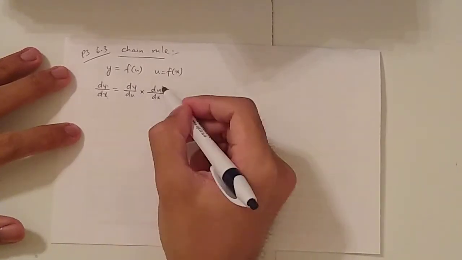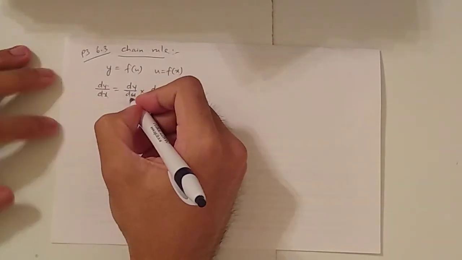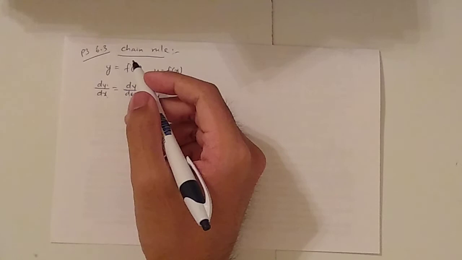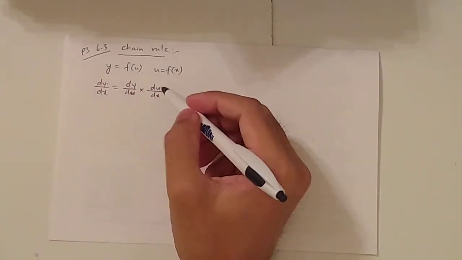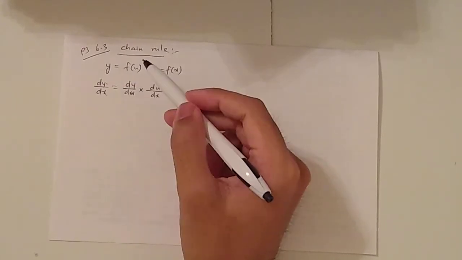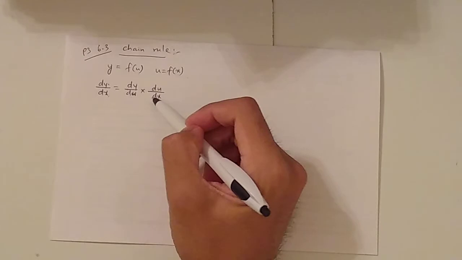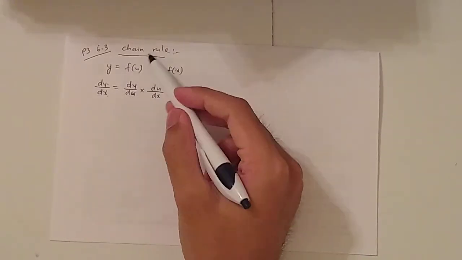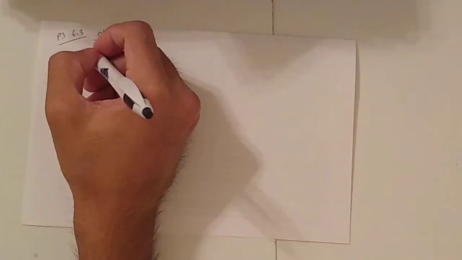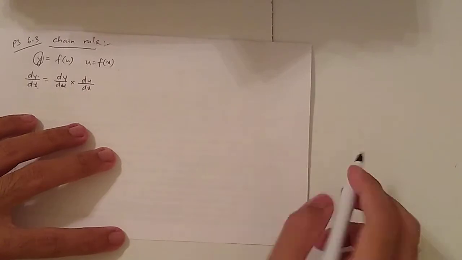If u is an intermediate function, where u is a function of x and y is a function of u. So if you have a function of a function, let's say you have y, which is a function of u, which is again a function of x, it's a complex function. In that case, you can use this particular rule to find the derivative of the overall complex function y.